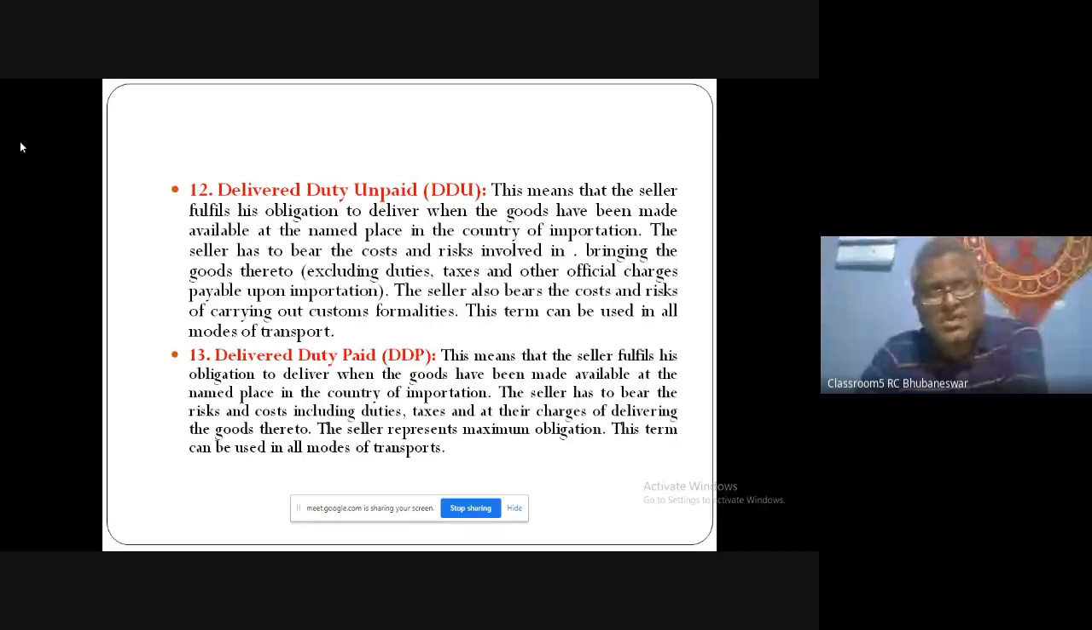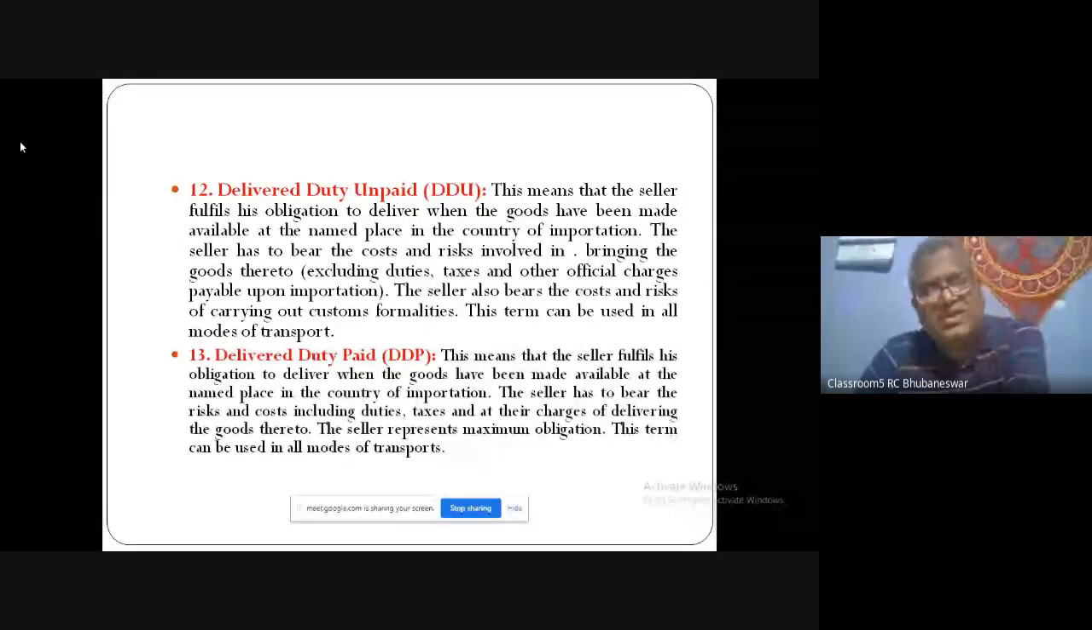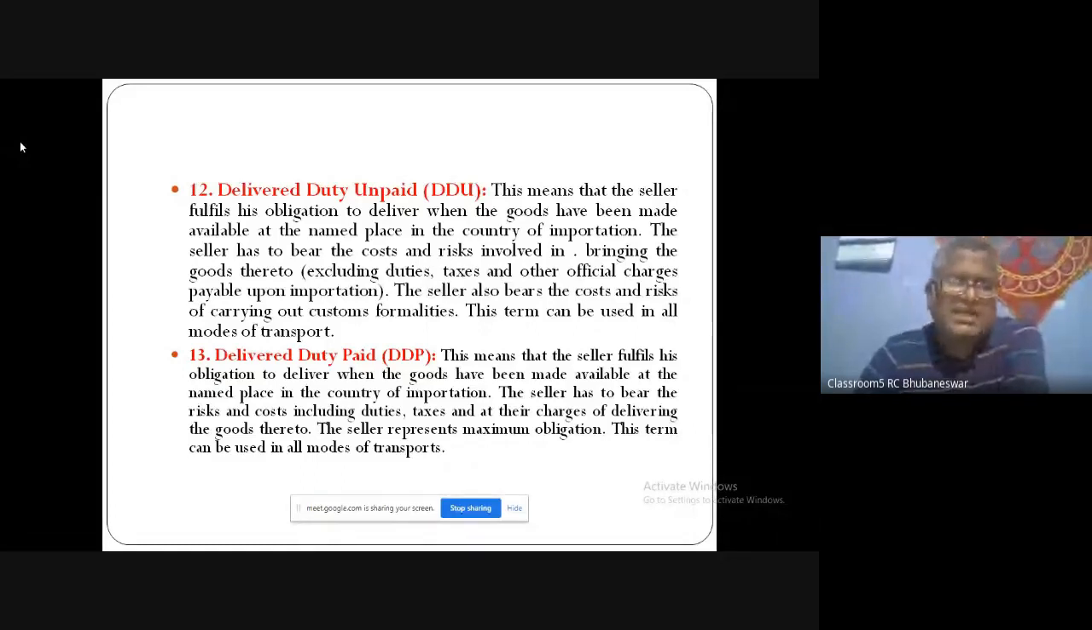Exporting or importing does not mean involvement with only the sea. It also involves road, rail and air. Another one is seaborne activities. Another one is delivered duty paid. Here it is paid, there it is unpaid. Similarly, the seller fulfills obligations to deliver the goods at the named place of importation, and the seller bears the risk and charges of delivering the goods. But the seller's maximum obligation can be made alternative. Here delivery duty paid means the seller gives maximum benefit to the buyer, saying I will bear all types of activity and amount, and that is called maximum.